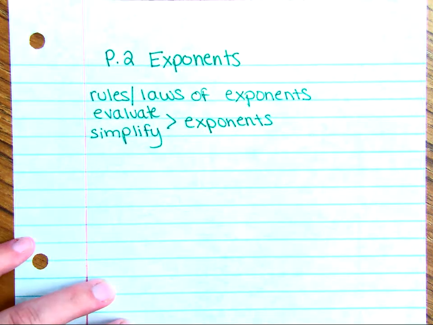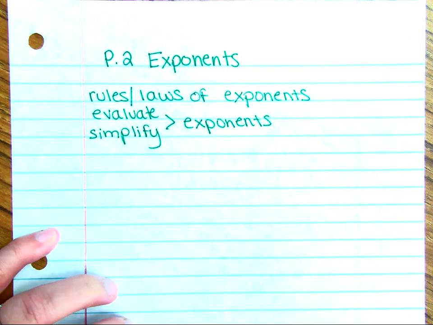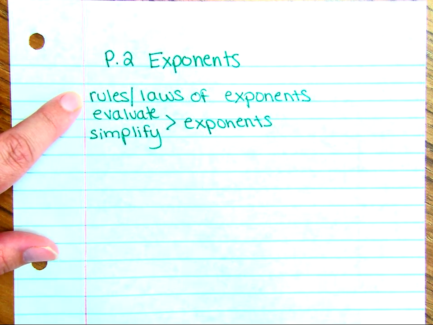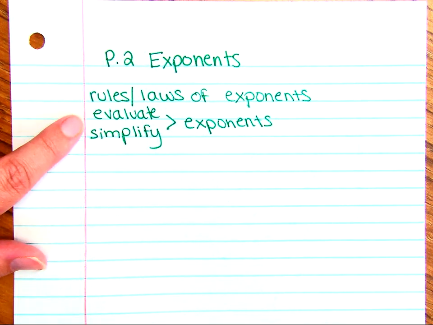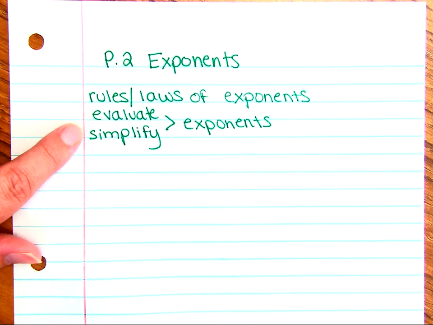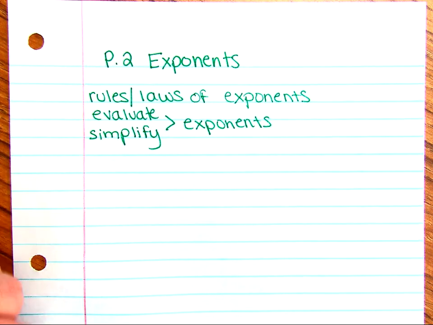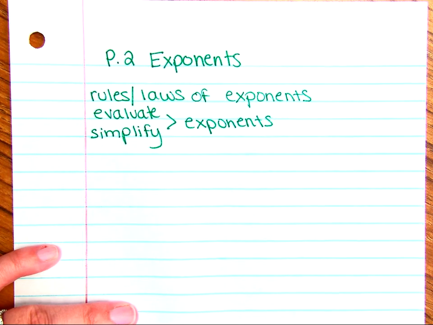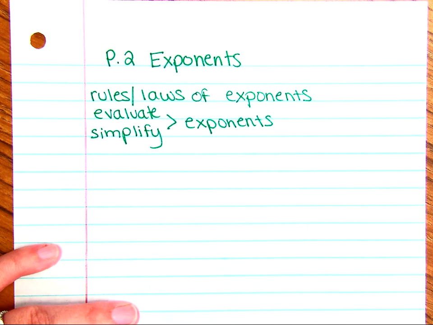Okay, all of this should be ringing a bell because you should have talked about most of the basic rules or laws of exponents in Algebra 1 and continued with evaluating and simplifying, because to evaluate and simplify you are simply using the rules or laws of exponents. I will talk about the rules as I go through a couple of examples.